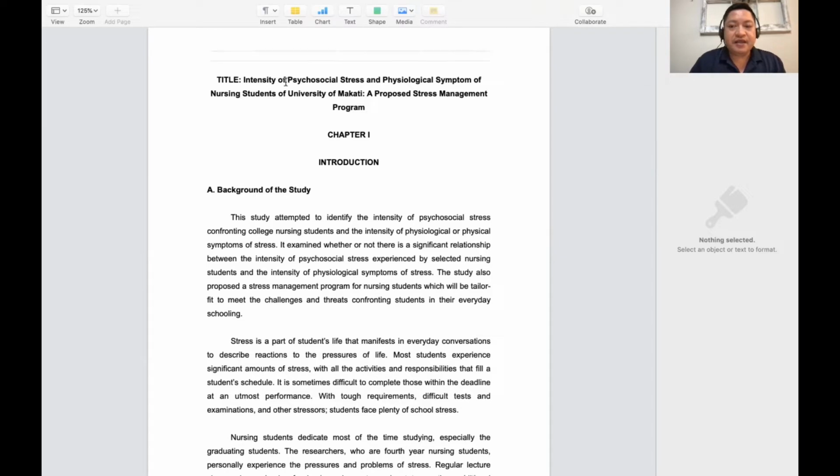So you see, this is a value neutral statement. It only says intensity of psychosocial stress and physiological symptom. It did not say anything if it is good or bad, because the study will be able to investigate this later on after the researchers have gathered, collected, and processed their data. And in the conclusions is where you will now put whatever judgment or findings you have reached in your research. Okay?